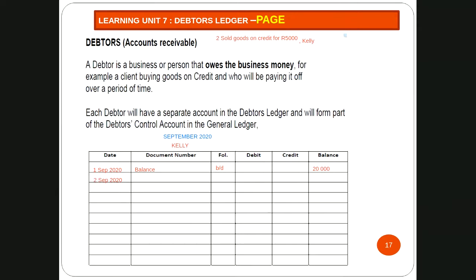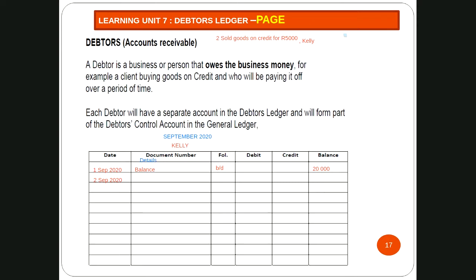This kind of question, very easy. I say on the 2nd of September because I've got a transaction on the 2nd. Remember, I just came up with this transaction. So we sold to Kelly, but as you can see here, this column is called document number. But sometimes in the exam, they will try maybe to confuse you. They call it details. You need to be careful because the minute they say details, you can make a mistake of recording wrong information here.